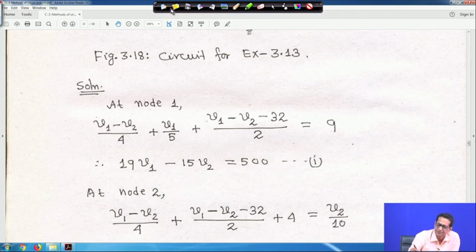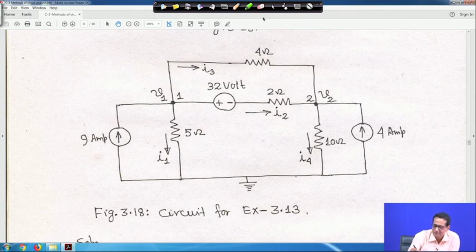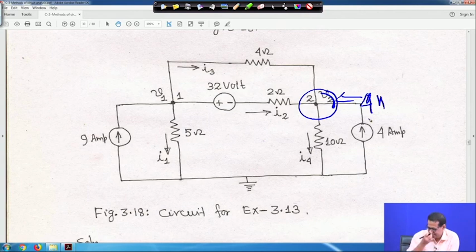Let me clear it. Right now, I am a little bit slow, but later we have to increase the speed, otherwise it will be difficult to accommodate the time. Now, next one is your node 2. So, this is 4 ampere current entering into this node, this is 4, right. And after that you apply KCL, look, 4 and I2 and 4 ampere, these two are entering into the node.